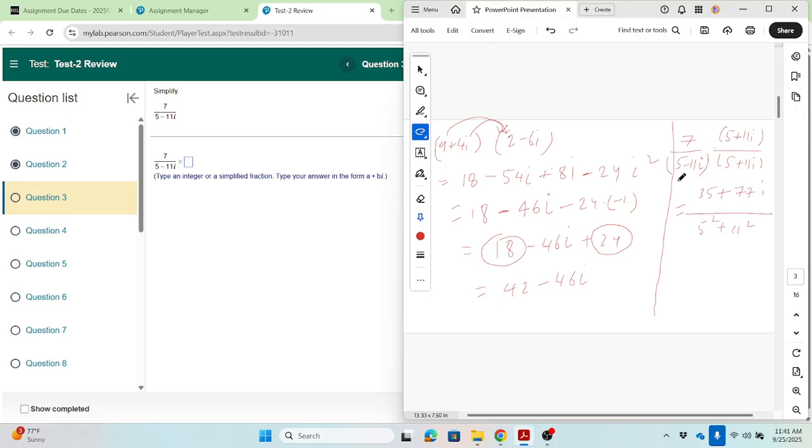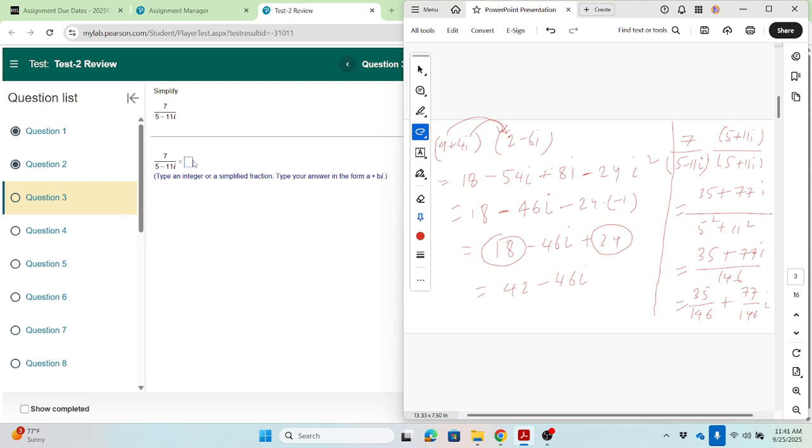It's always the square of the first number plus the square of the second number. So 11 squared is 121 plus 25 is 146. So there is 35 plus 77i over 146. You have to split it. You have to write it down, 35 over 146 plus 77 over 146 i. If you can, you have to simplify this fraction, but it looks already simplified. There is no common factor on the top and bottom.